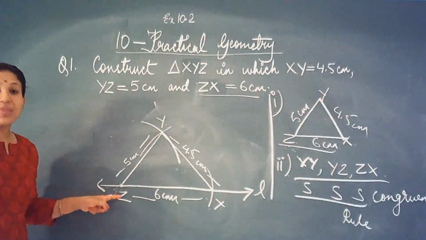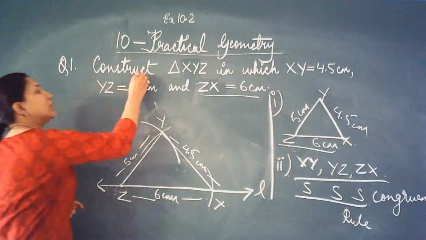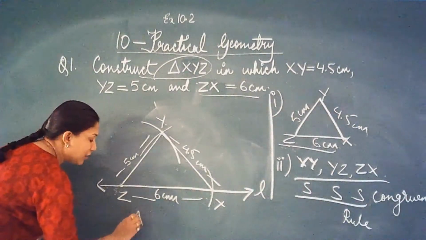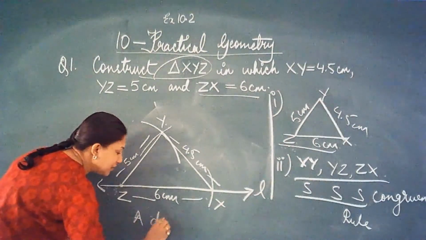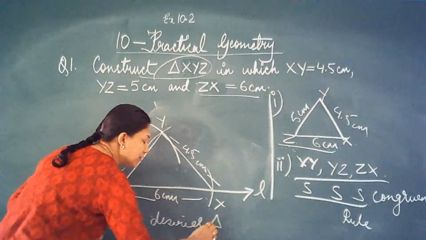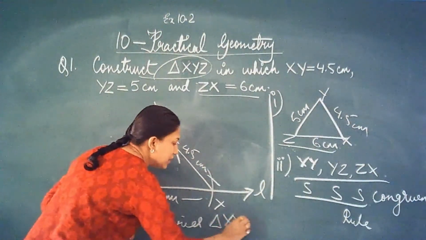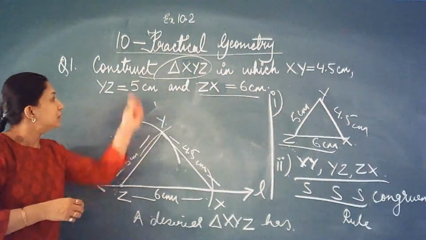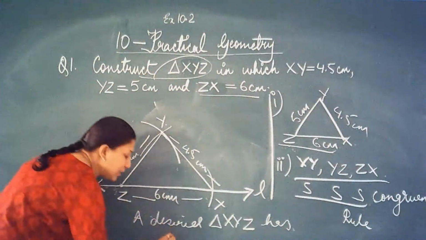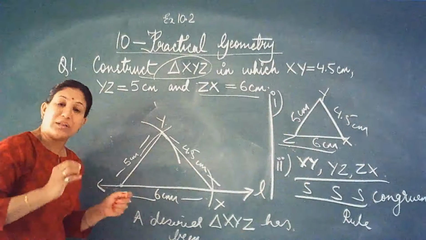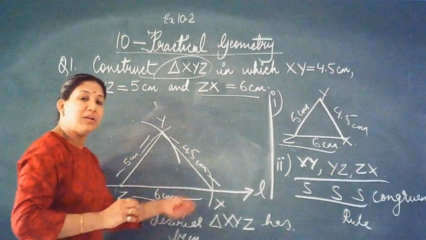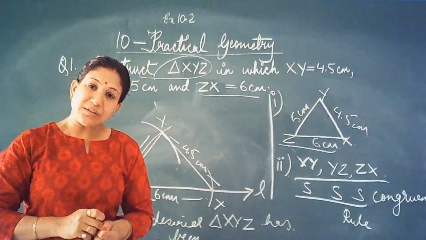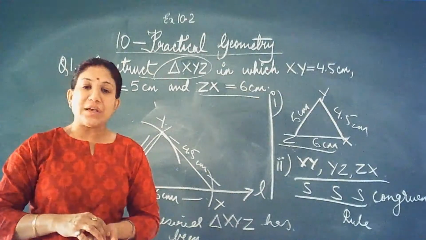So what do you see? A desired triangle. What have they asked you? To draw a triangle XYZ. So here you will write down: a desired triangle XYZ has been constructed, or has been formed. Okay? You can write any one thing, has been constructed or has been formed. So this is the first question, how we do it. Please complete this question and now we will do the second question.